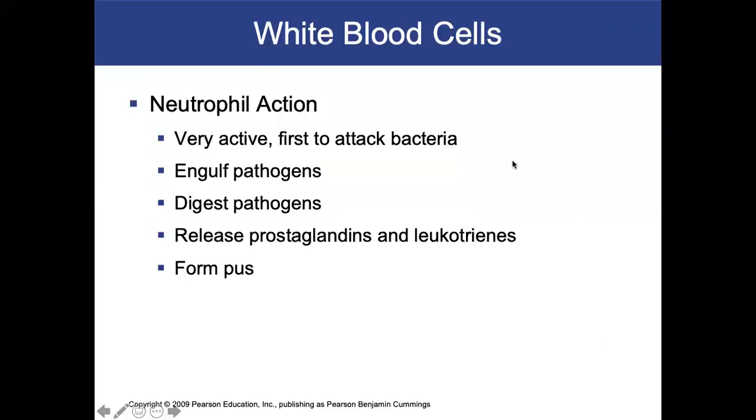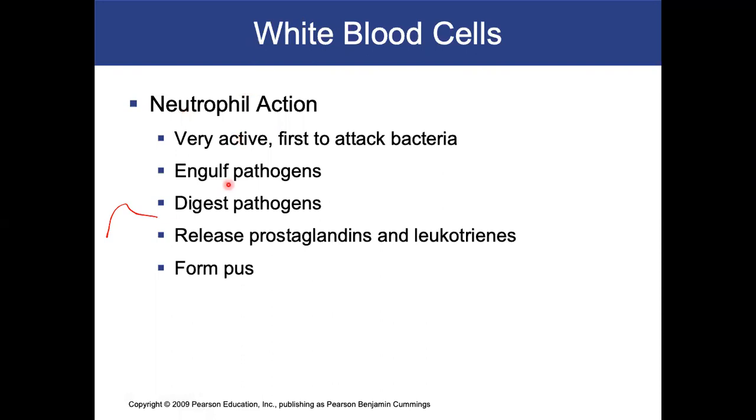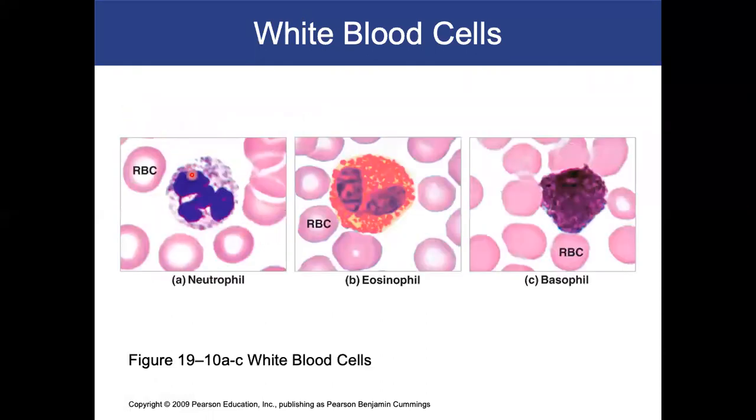All right, so neutrophils, they're first to attack bacteria. They're going to form pus when wounds are healing. They're going to release prostaglandins and leukotrienes, so those are locally acting hormones, to send more white blood cells to the area. Here's a neutrophil. This is a better picture of a neutrophil. So grainy cytoplasm, dark purple nucleus. Is this mature, immature? It has segments, so it's mature.